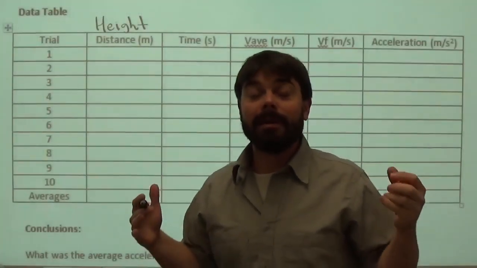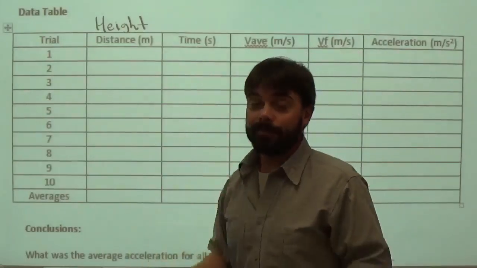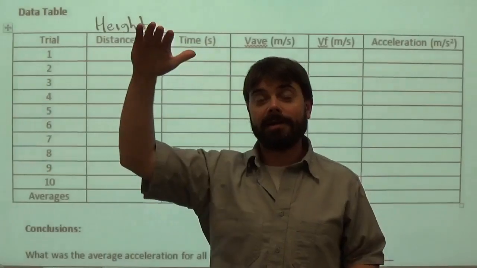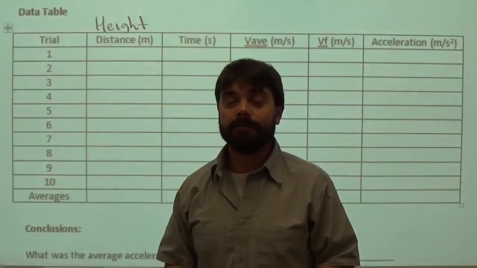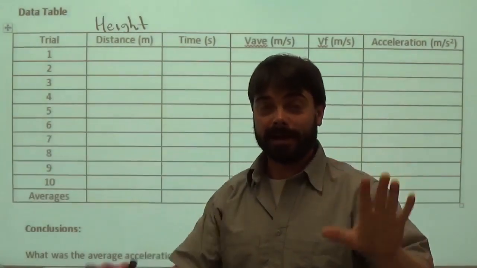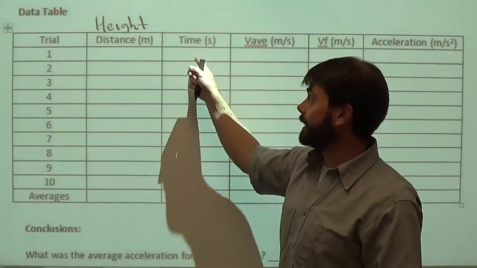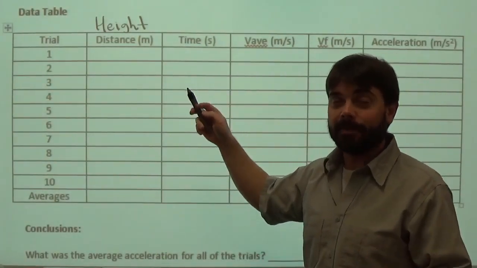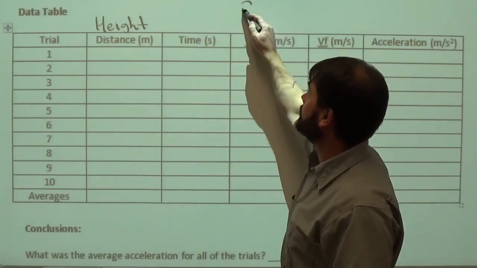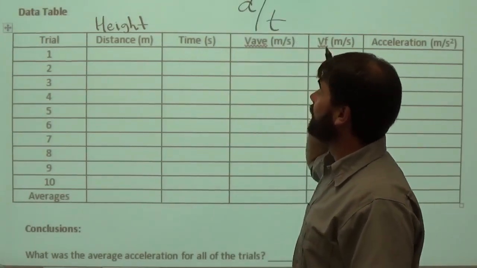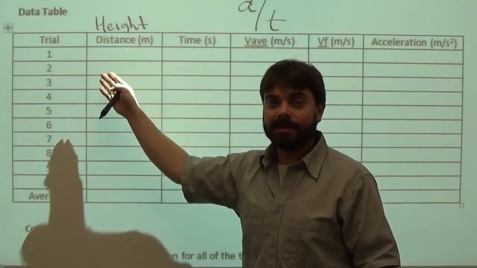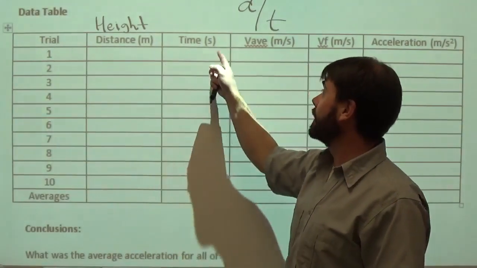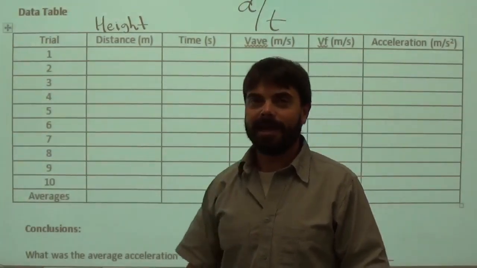In the column for time, you're simply timing how long it takes for the object to get from the ceiling to the floor, or the highest part of your drop to the lowest part of your drop. You're going to do this doing 10 trials, recording each time different. The next column is talking about velocity average. We know that velocity is distance divided by time. Your distance, again, is your height. So whatever your height is, and whatever your time is for each trial, distance divided by time will give you velocity average.